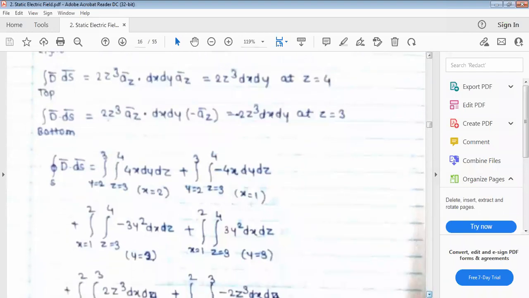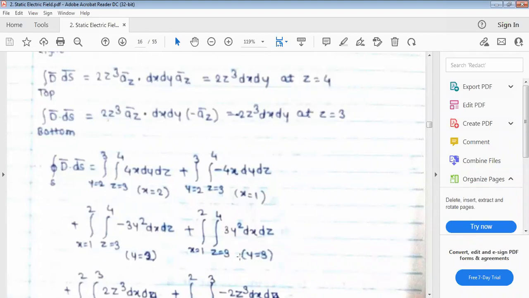For the left side, your y is equal to 2, right? Y is equal to 2, and the equation is minus 3y square dx dz. Now here x is varying from 1 to 2 and z is varying from 3 to 4.